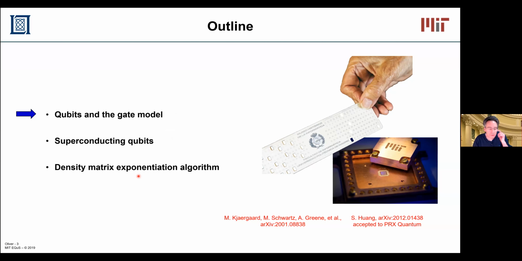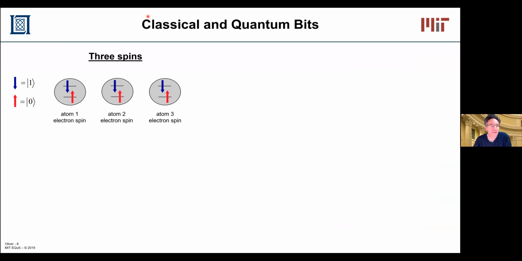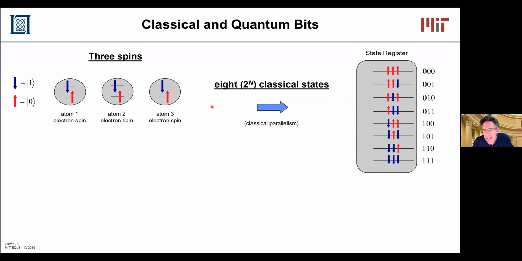So, just to warm up and to get into this, let's think about the similarities and differences between classical and quantum bits. So let's imagine we have three spins. These could be electron spins in a magnetic field. There's a spin up state, which we'll call the ground state, and a spin down, which we'll call the excited state. And before they're even quantum mechanical, you can think of these as just classical objects, right? And we know that if these are just classical bits, and there are n of them, we have 2^n classical states we can represent, right?